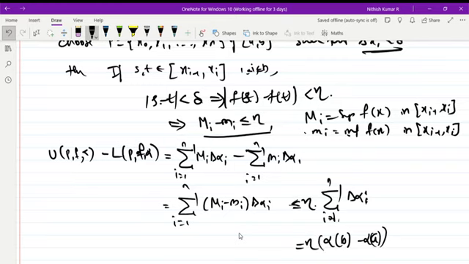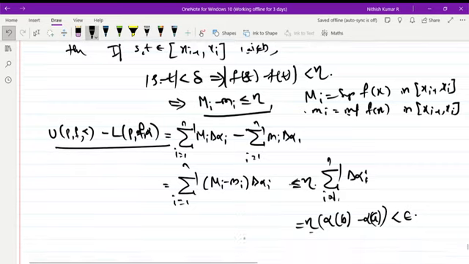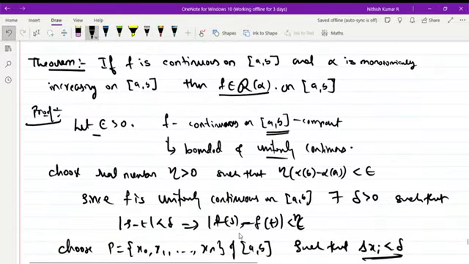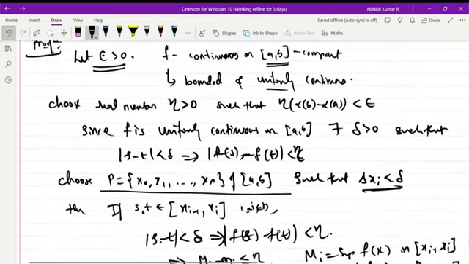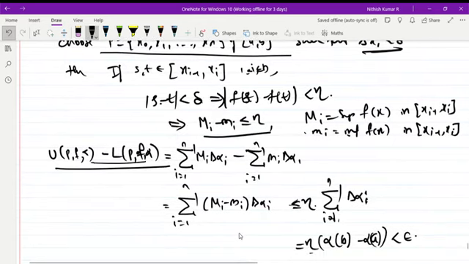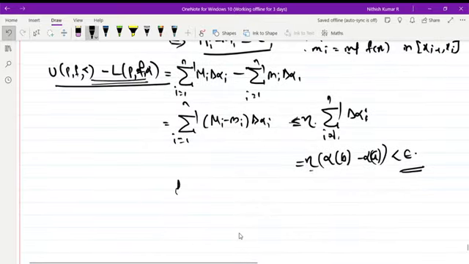This sum is nothing but the difference alpha of b minus alpha of a, and eta into alpha of b minus alpha of a is less than epsilon, because we choose eta in such a way that eta into alpha of b minus alpha of a is less than epsilon. Therefore we got the difference UPf alpha minus LPf alpha is less than epsilon. So for this epsilon greater than 0, we got a partition P of the closed interval [a, b] such that the difference UPf alpha minus LPf alpha is less than epsilon. Hence f satisfies the criterion for integrability.